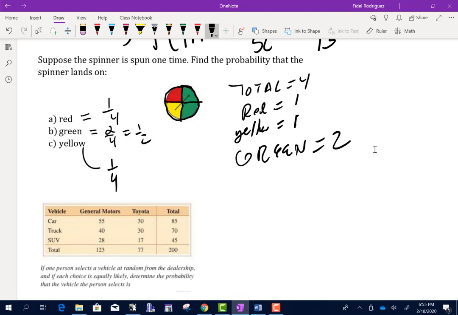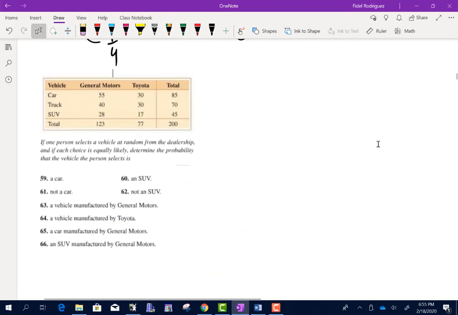Okay, I'm going to keep scrolling down over here. And let's see what we got. So we have a little table, and we have vehicles here. We have General Motors. We have Toyota. We have the total. And then we have set them up as cars, trucks, SUVs, and their totals. All right, so we know that the total number of vehicles is 200.